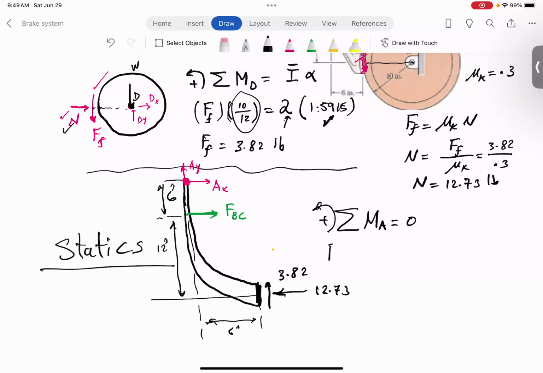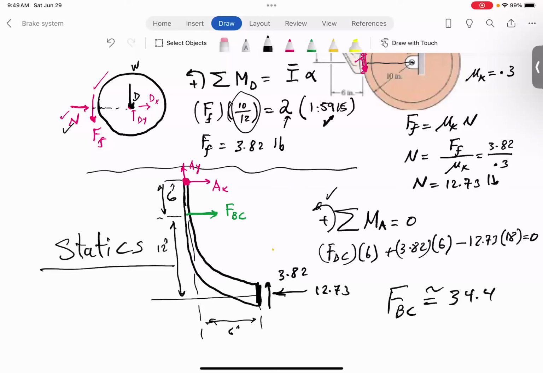All right, so the moment of FBC about A is FBC times 6 inches going counterclockwise. I took counterclockwise to be positive. Then we have the moment of 3.82, the friction force, times 6, also going positive, but the moment of the N, 12.73 times 18, going in the negative direction. So therefore, the hydraulic force that we need is about, let's see, I have calculated it here, it's about 34.4 pounds.